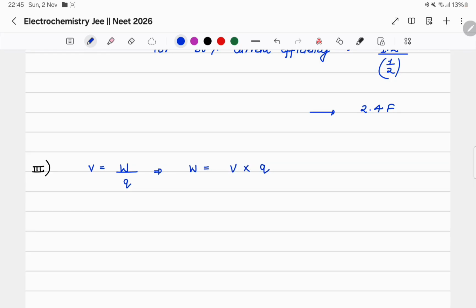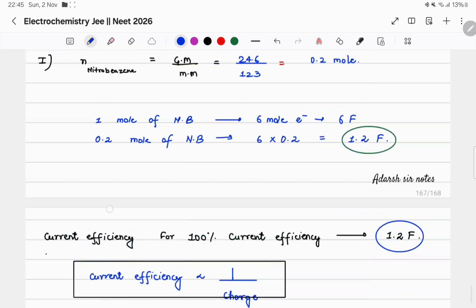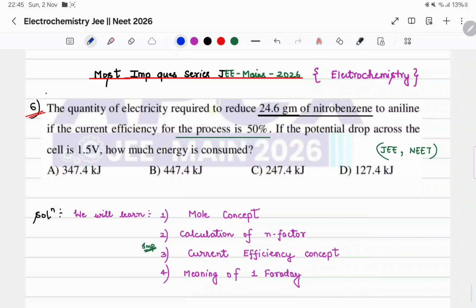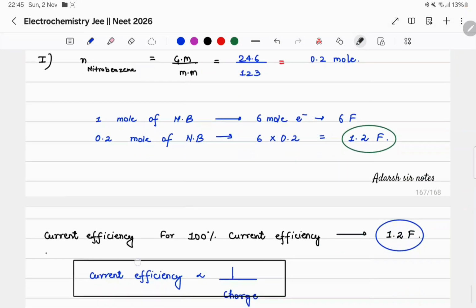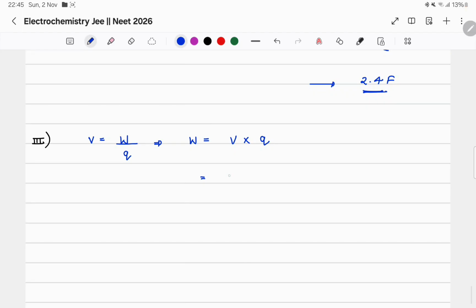So for 50% efficiency, how much charge do we have? 2.4 Faraday. And how much voltage has been provided to us in the question? They have given 1.5 volt. Just put the value and get the answer. So I'm going to put the value. Voltage is 1.5 volt. And charge is 2.4 Faraday.